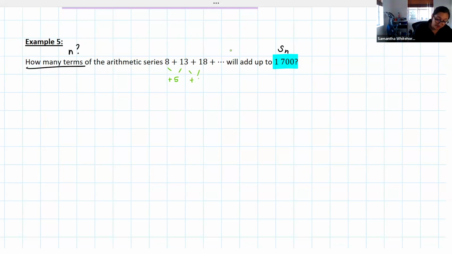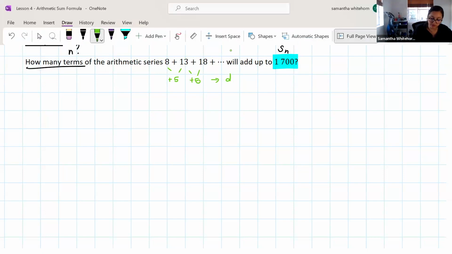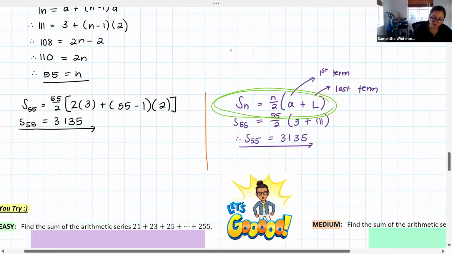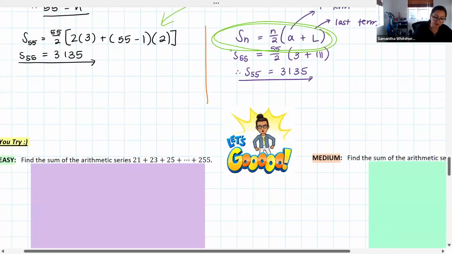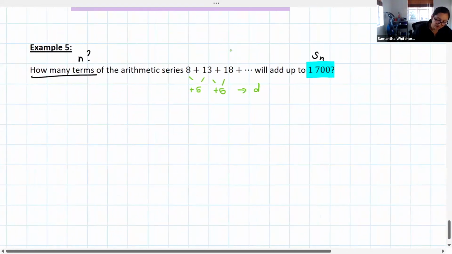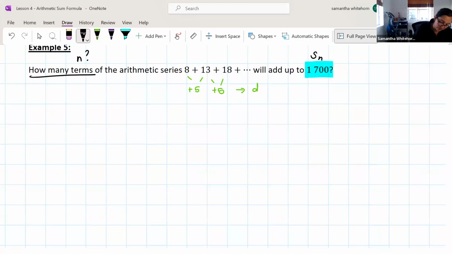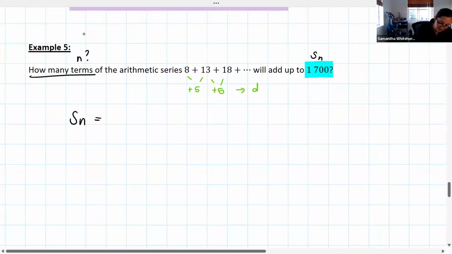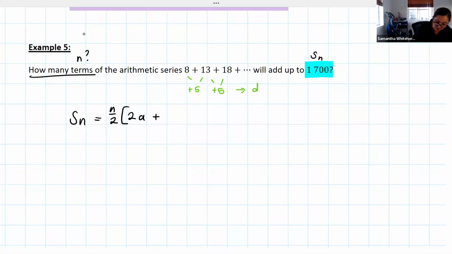We're adding 5 each time, so that will be my constant difference. And now I can go and use my formula. In this case, you can't use the a plus l formula because you don't know what the last term is. We have to use the formula on the formula sheet. If we go and do that, like I said, I'm just going to keep writing it down so that somewhere in the back of your head, it's ingrained in your brain.